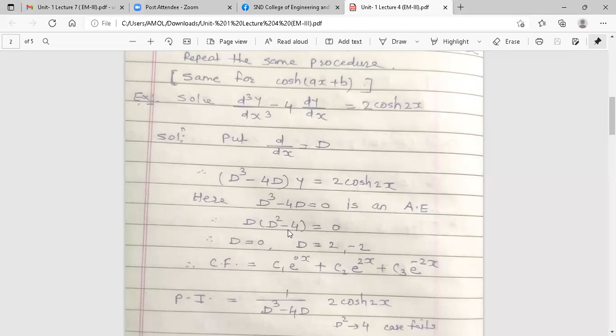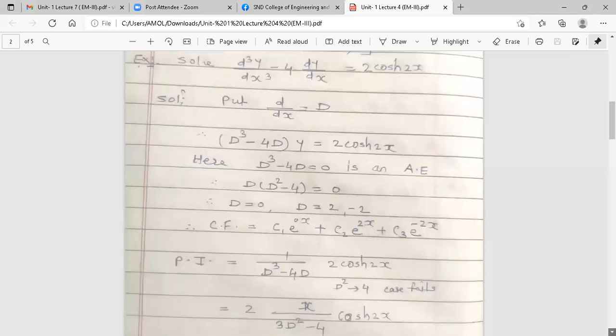The factors are in a square minus b square form. This equation is in the form of a square minus b square, and the roots of a square minus b square equal to 0 are a minus b, a plus b. And so the factors here are D is equal to plus 2, minus 2. And so in total there are 3 factors: 0, 2, and minus 2. These 3 factors are real numbers and they are distinct. So your complementary function in this case is c1 e raised to 0x plus c2 e raised to 2x plus c3 e raised to minus 2x.